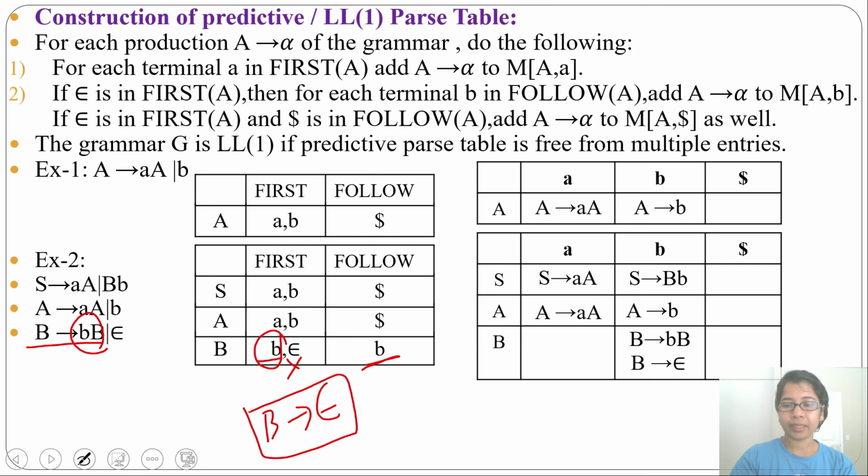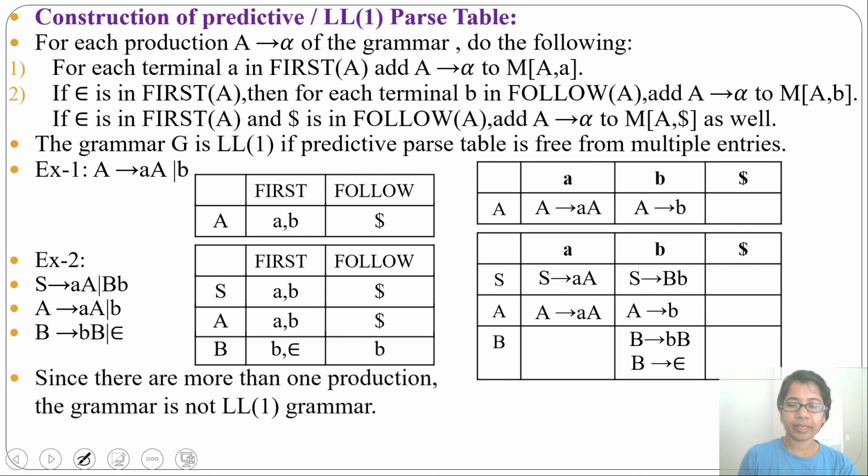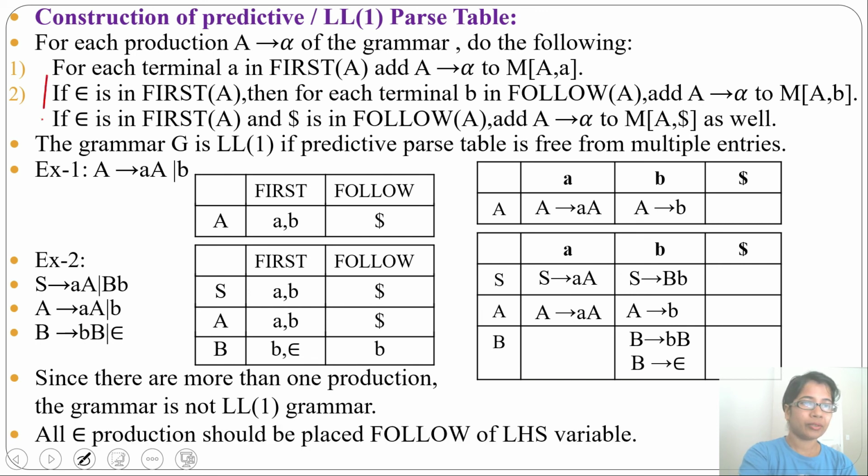Now there are multiple entries, so this grammar is not LL1. If there is an epsilon production and first of the LHS variable and follow of the LHS variable contain some common terminal, then this is not LL1. Here you can see first of B contains b, epsilon, whereas follow of B contains b. So this b is common. If they contain any common terminal, then this is not LL1. Just remember this as a shortcut trick. There are multiple entries, so this grammar is not LL1, and all the epsilon productions are kept below follow. This is according to rule 2.